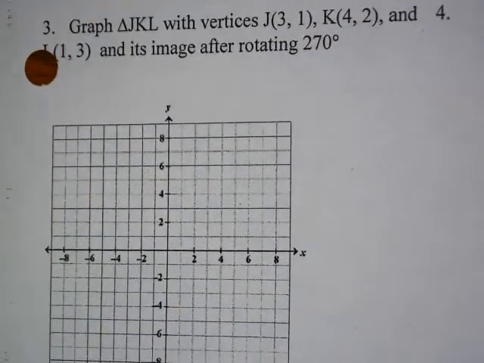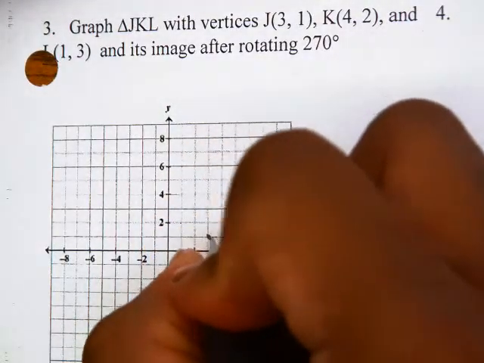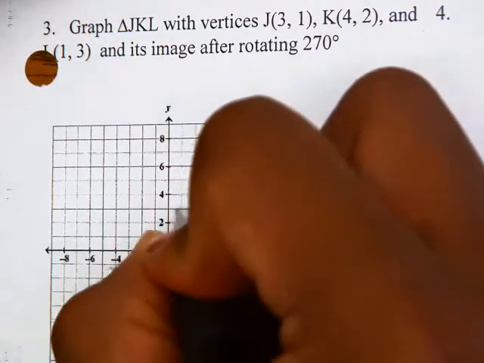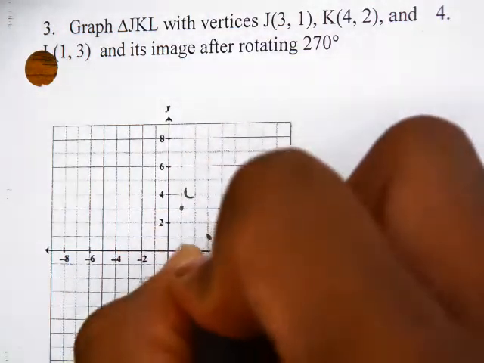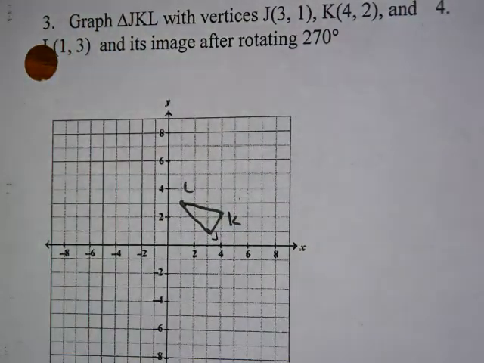Number 3, same thing, except I'm going to be rotating at 270 degrees this time. So same shape, 3, 1, J, 4, 2, K, 1, 3, L. This time I'm rotating it 270 degrees. And they didn't say, so I should know from that it's going to be counterclockwise.